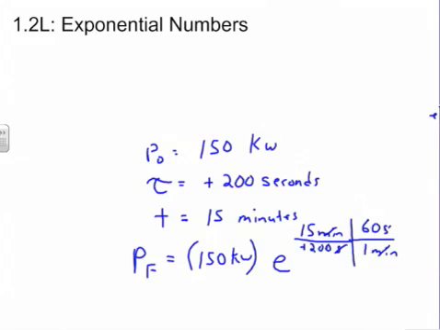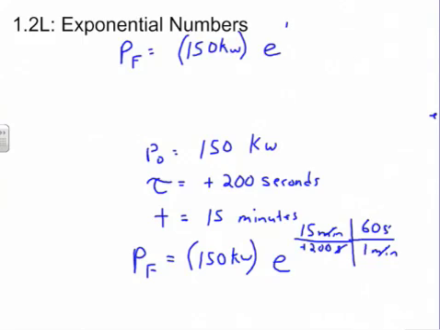So now we're going back up to the top. Power final is equal to 150 kilowatts. Do not lose those units, okay? Otherwise you won't know what the units are when you get done. And 15 times 60 divided by 200, if we take our calculator, that turns out to be 4.5.